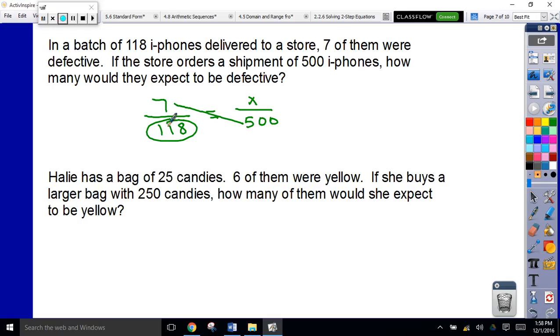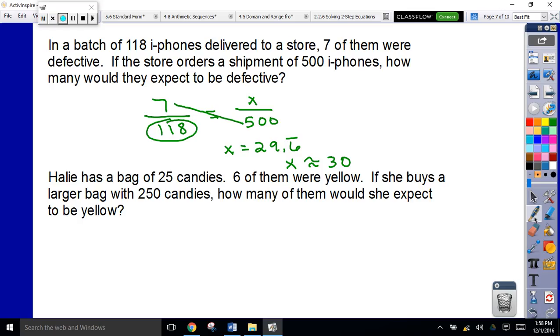And then I divided by that and got 29.6 repeating, but then I rounded it up to 30. Okay, you get 29.6 repeating, but because we're talking about iPhones, we're going to round it to the nearest whole number. So we're going to say that X is about equal to 30 iPhones.